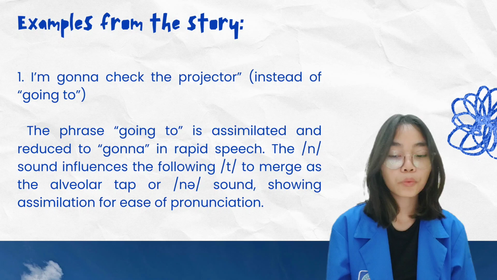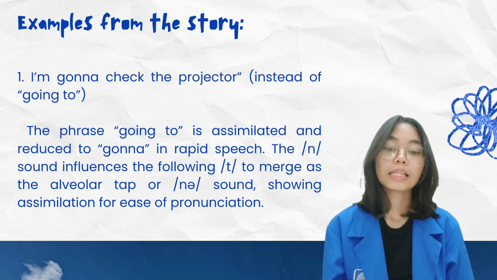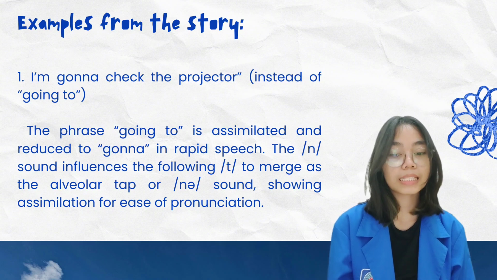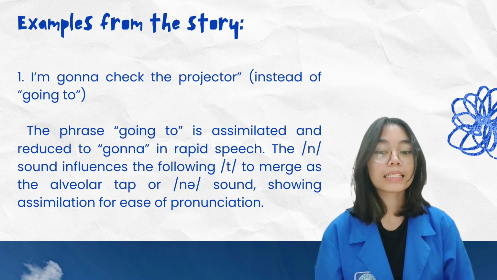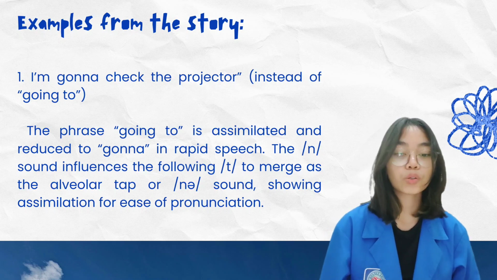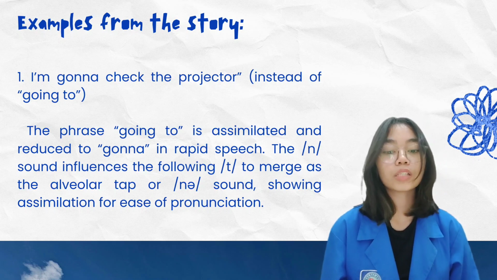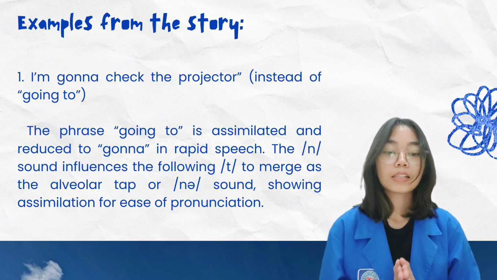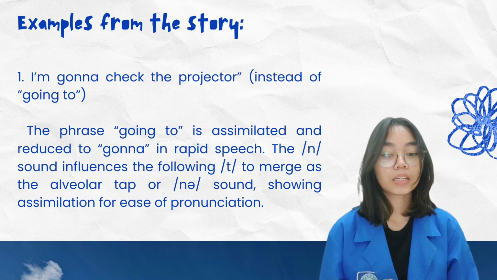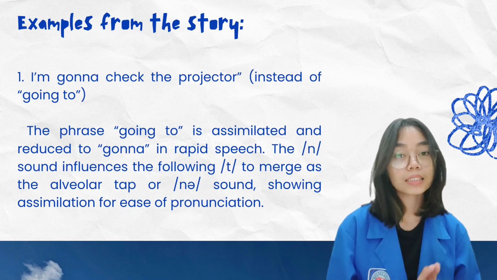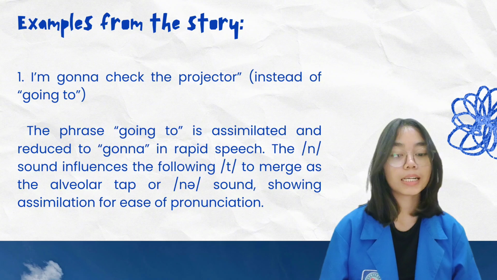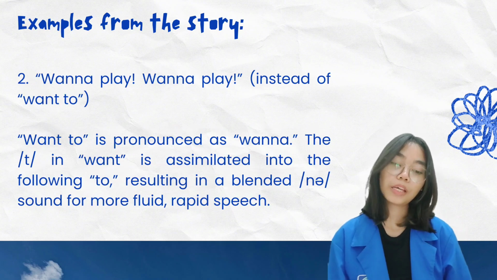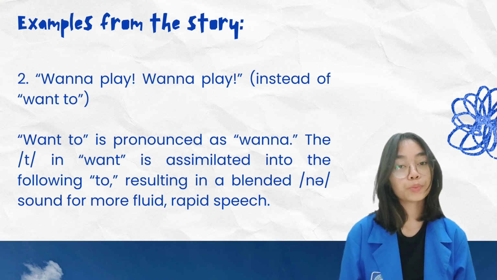Number 1, I'm gonna check the projector instead of going to. The phrase going to is assimilated and reduces to gonna in rapid speech. The n sound influences the following t to merge as the alveolar tap or n sound, showing assimilation for ease of pronunciation. Number 2, wanna play instead of want to play.